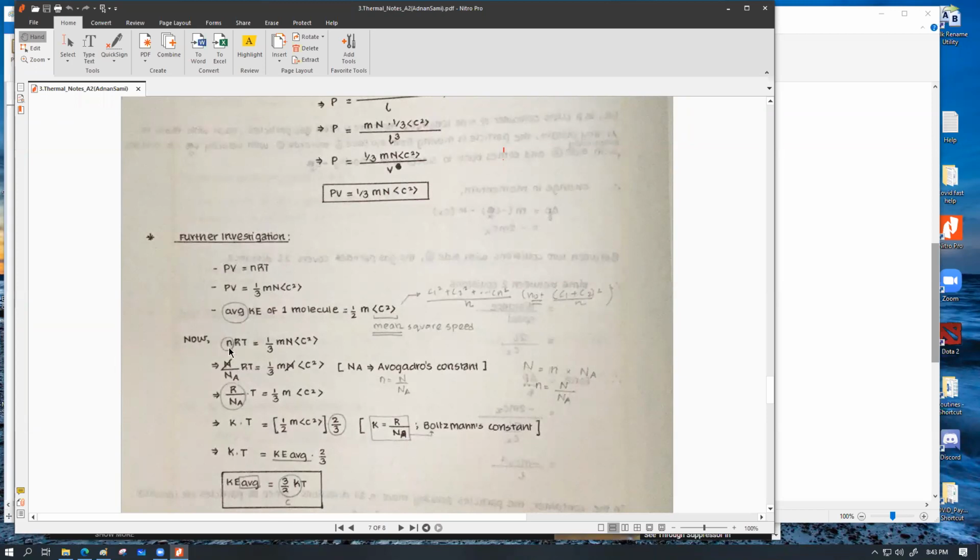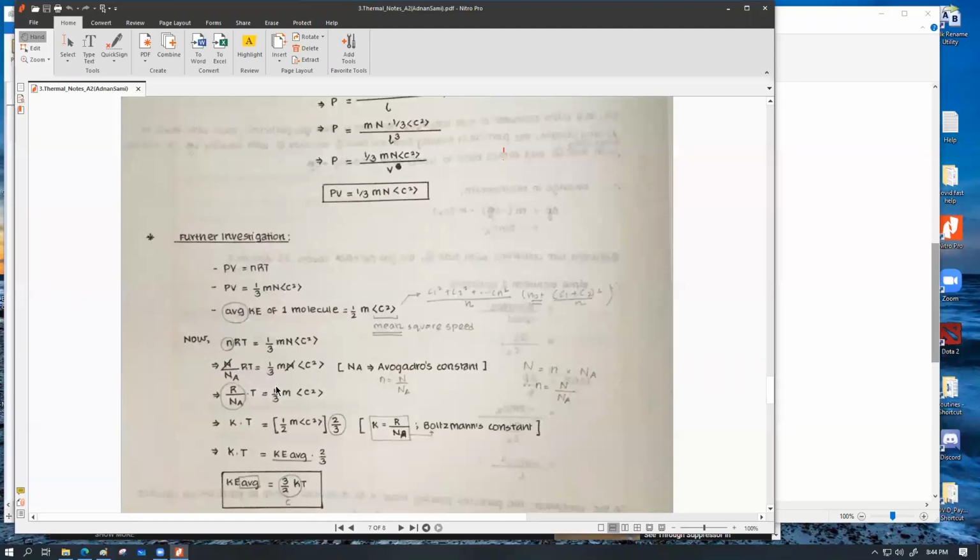So this got actually circled over here, which is a very good thing. So we did this thing, replaced over here. Then we brought the R on top and kept everything the same. N was cut off, so N is not written over here anymore. R by Na T equals 1/3 mc square. So kT equals this thing.